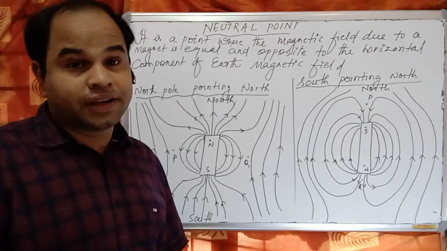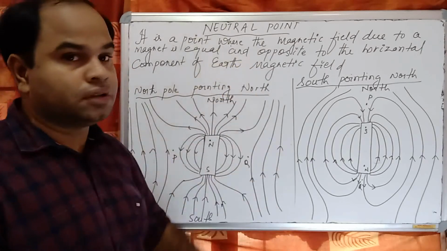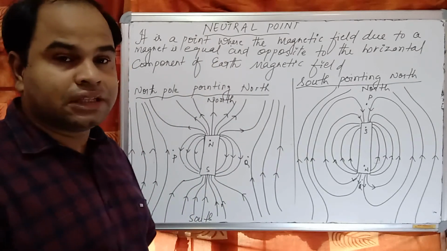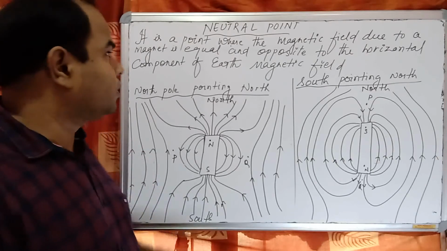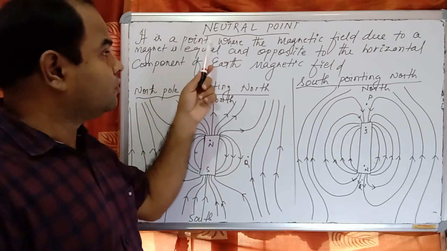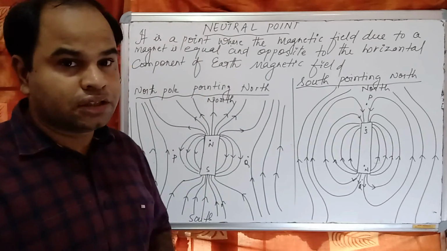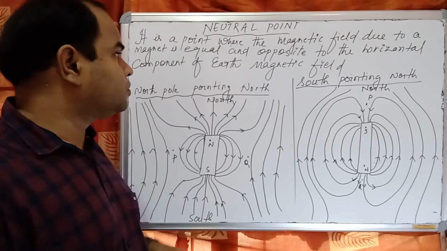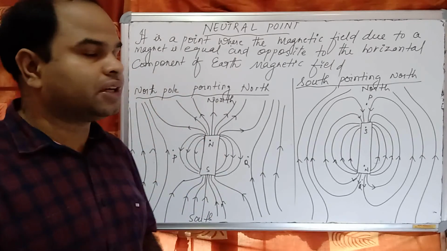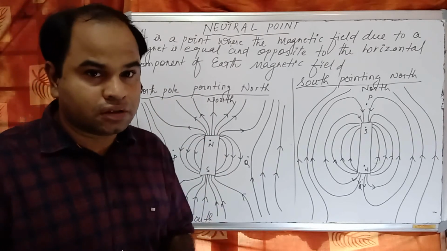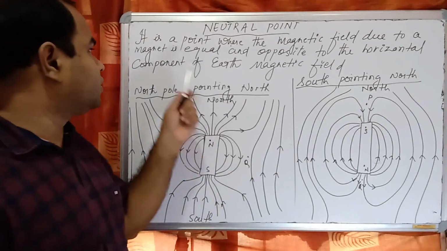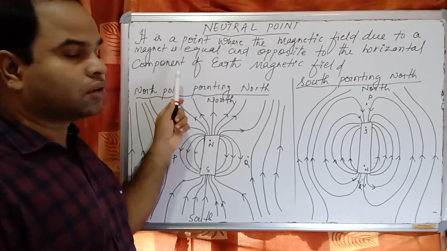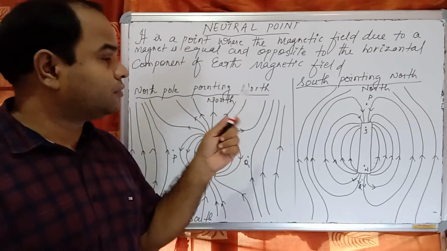Next is neutral point. So what is a neutral point? It is a point where the magnetic field due to a magnet is equal and opposite to the horizontal component of Earth's magnetic field.